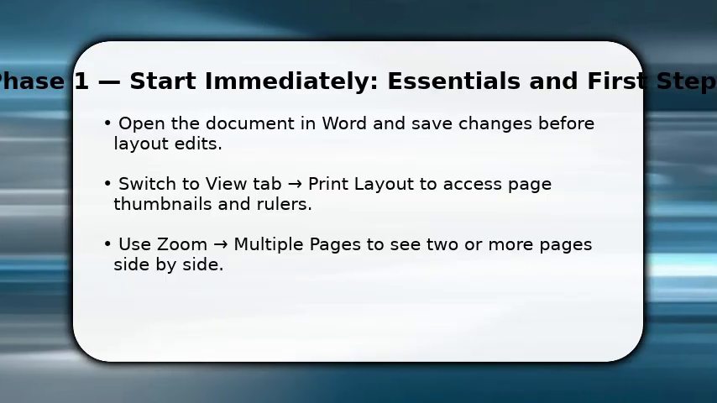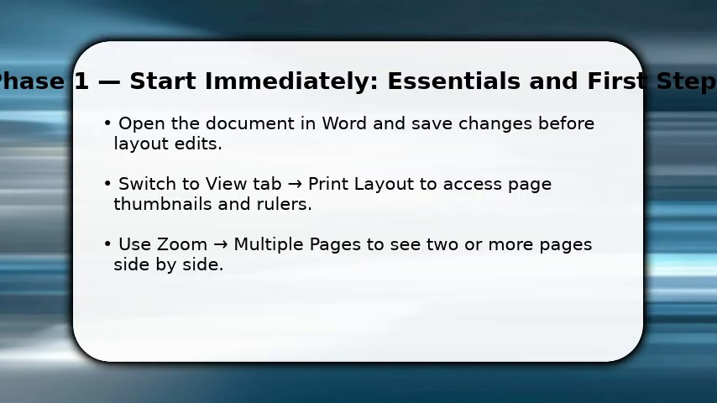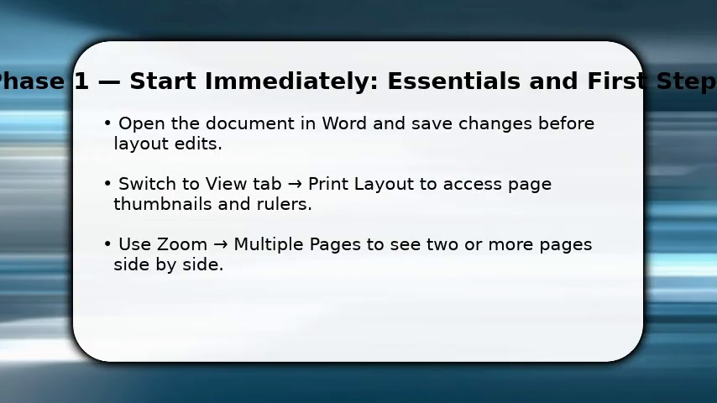You've opened your document. Now make sure you're in print layout so Word shows actual page breaks. Once there, go to the View tab and choose Zoom. Select multiple pages to tile pages horizontally. This immediately shows 2 pages across.